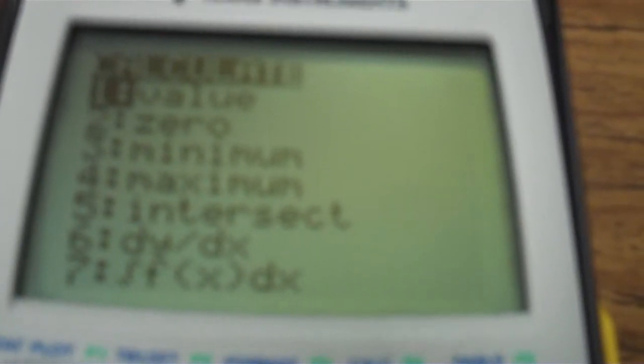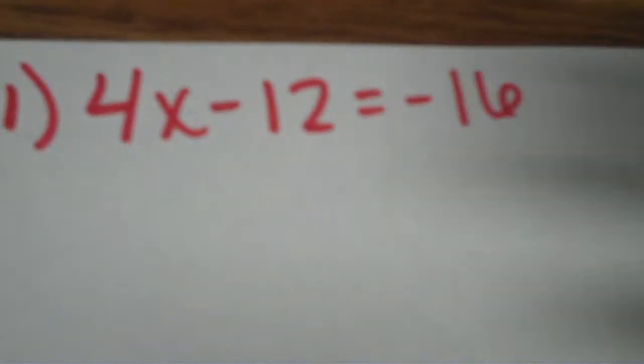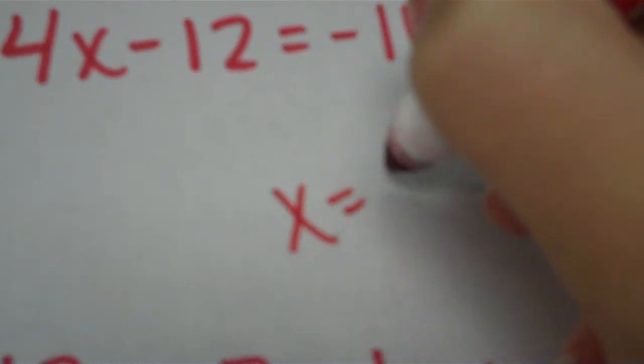Trace. And you want option 5, intersect, because you want to see where those lines cross, where they're equal. So we're going to hit 5, and then we're going to hit enter 3 times. Enter, enter, enter. And your answer is whatever x is, because you're solving for x, right? Very blurry for you, but on your calculator, you'll be able to see that it says x equals negative 1. And that's the correct answer. So I'm just going to go ahead and put over here to that problem, x equals negative 1.